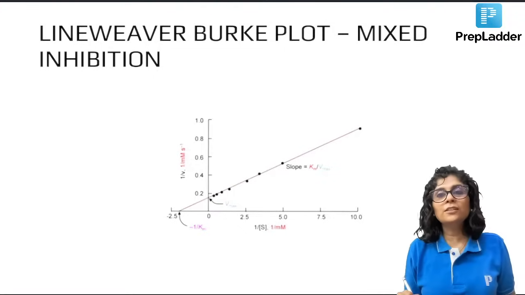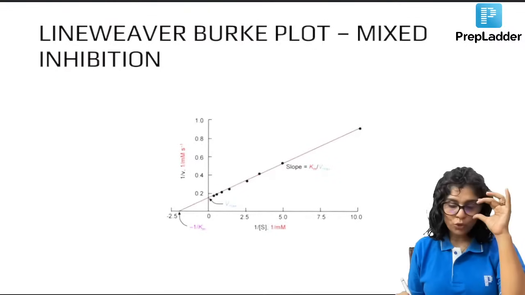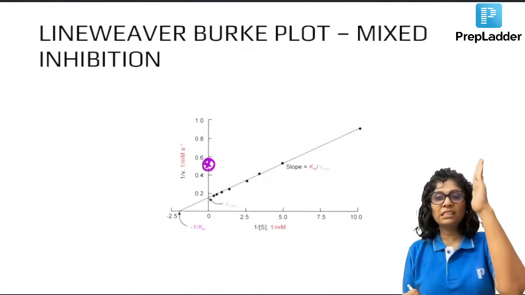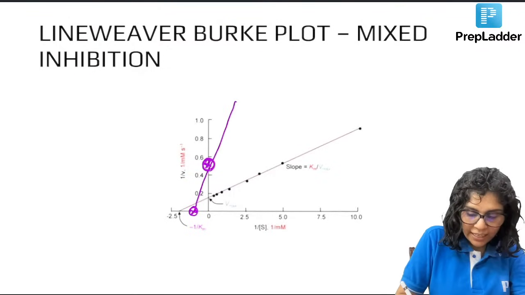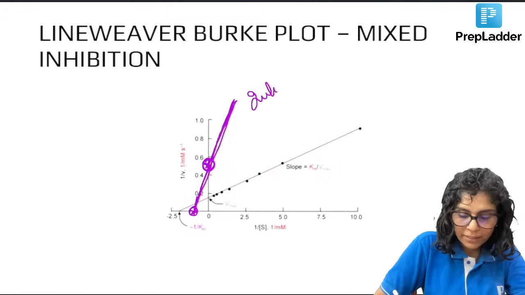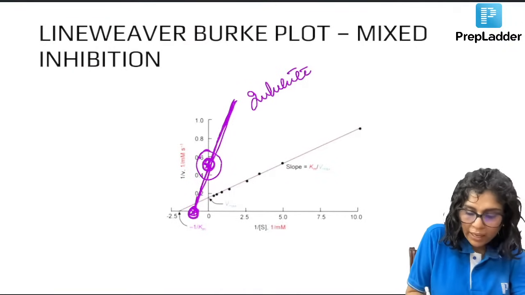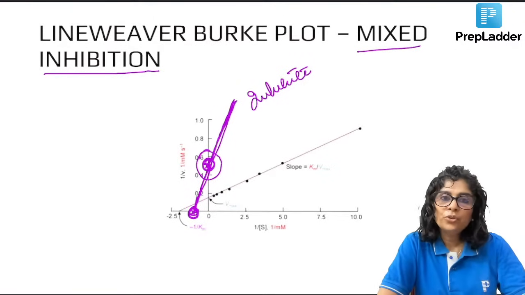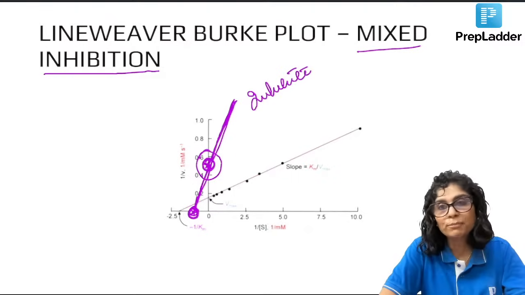What happens in the presence of a mixed inhibitor? I said a mixed inhibitor reduces the Vmax. So 1 by Vmax will be high. What happens to Km? Km is increased. So 1 by Km will be decreased. So if you see a line like this, and if you see that the inhibitor is increasing 1 by Vmax and it is decreasing 1 by Km, then what kind of inhibition is it? It is a mixed inhibition. Do you get it? If you see a line like this and if you ask which type of inhibition it is, your answer should be mixed inhibition.